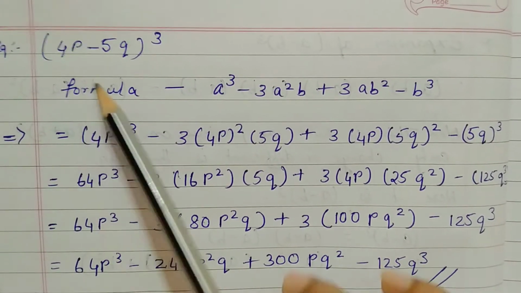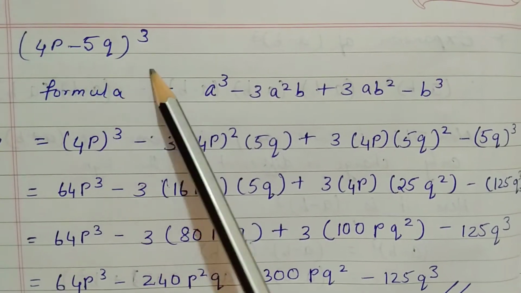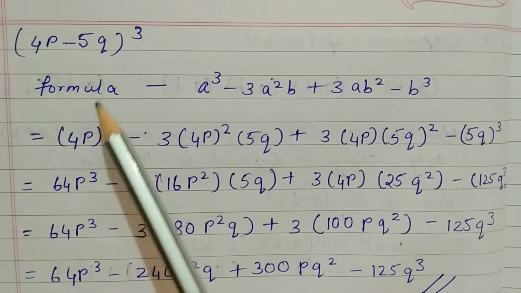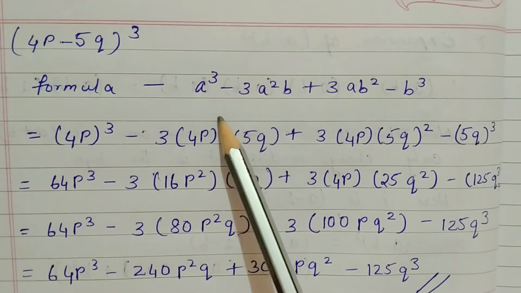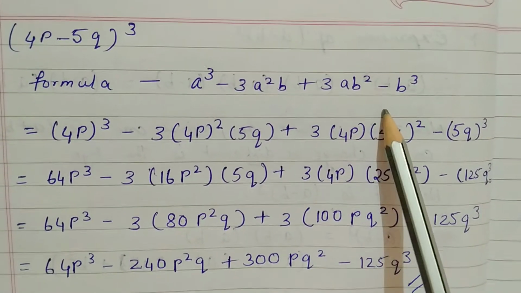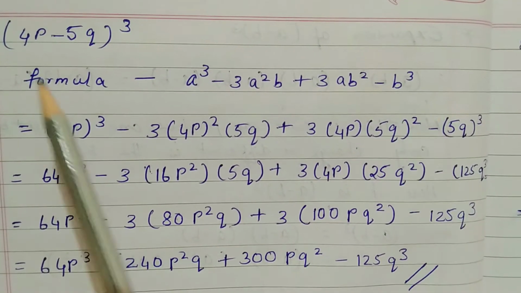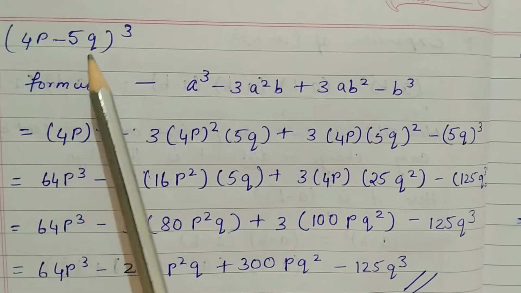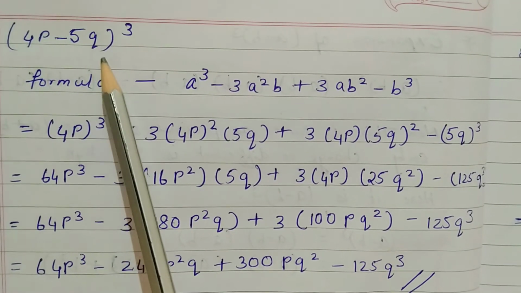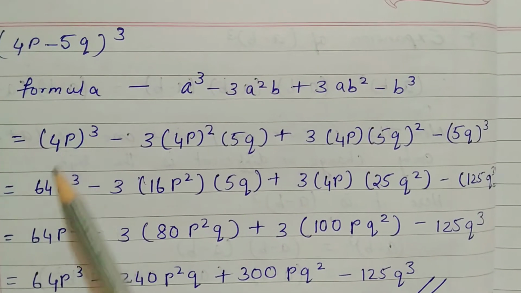Now this is the example for you. 4p minus 5q the whole cube. So the formula is a cube minus 3a square b plus 3ab square minus b cube. So here 4p is a, and 5q is b. Okay, now we will expand it.